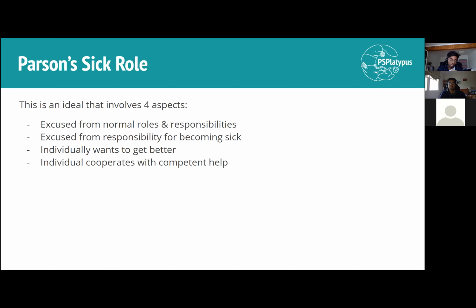So yeah. All right, so when you're sick, when you're ill, there is a role that you have in society. And this role is an ideal that involves 4 different aspects. Firstly, you're excused from normal roles and responsibilities. You're excused from the responsibility for becoming sick. So it's not your fault, really. And you individually want to get better, and you cooperate with competent help to get better.